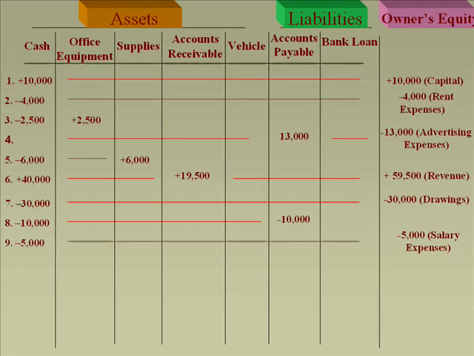What's the next one? Received 10,000 cash from customers you previously billed in transaction 6. Look at the accounts receivable. They owe you $19,500. How much did they pay you? $10,000. So the double impact is cash goes up 10 because you received money. Accounts receivable is minus 10 because since they paid you, they owe you 10,000 less.